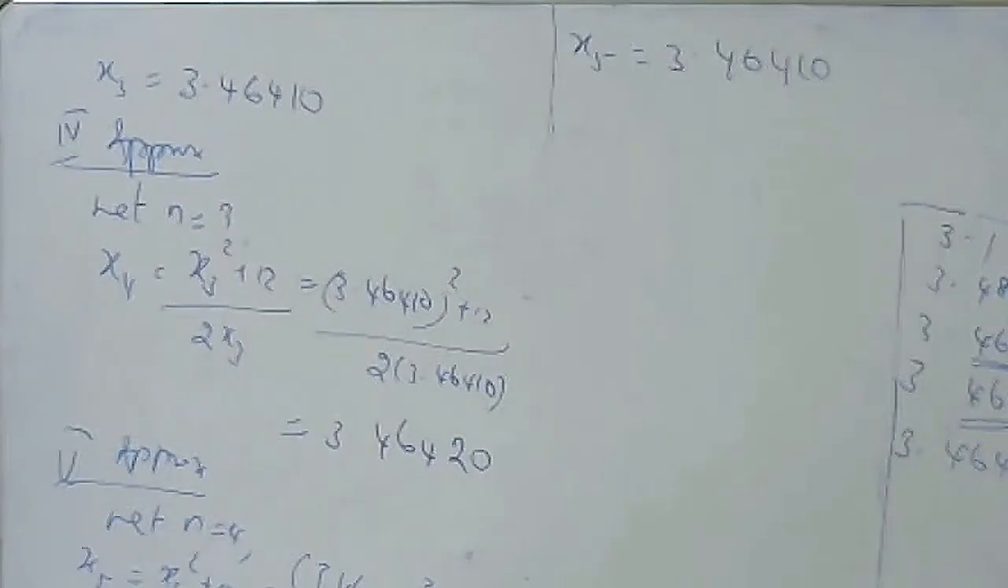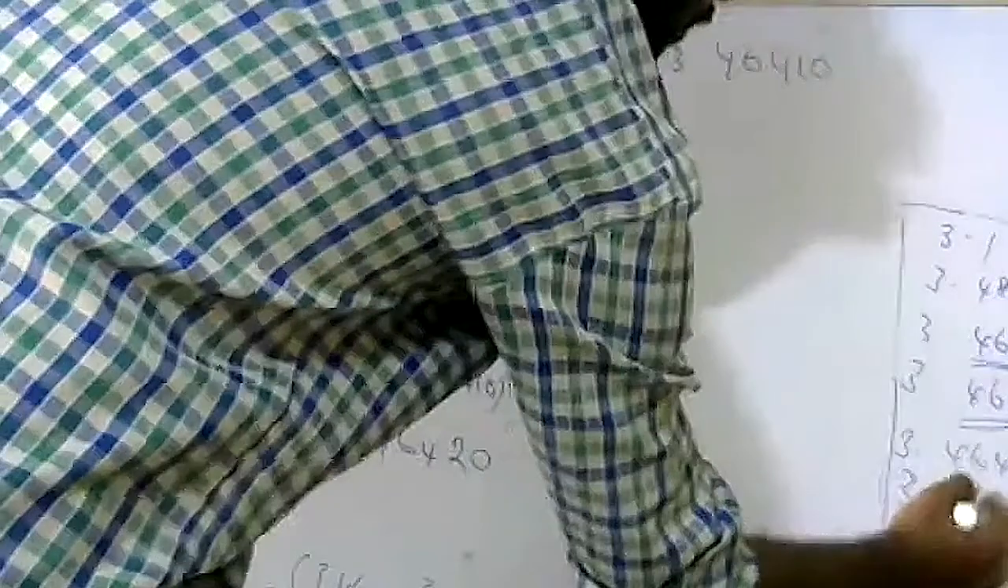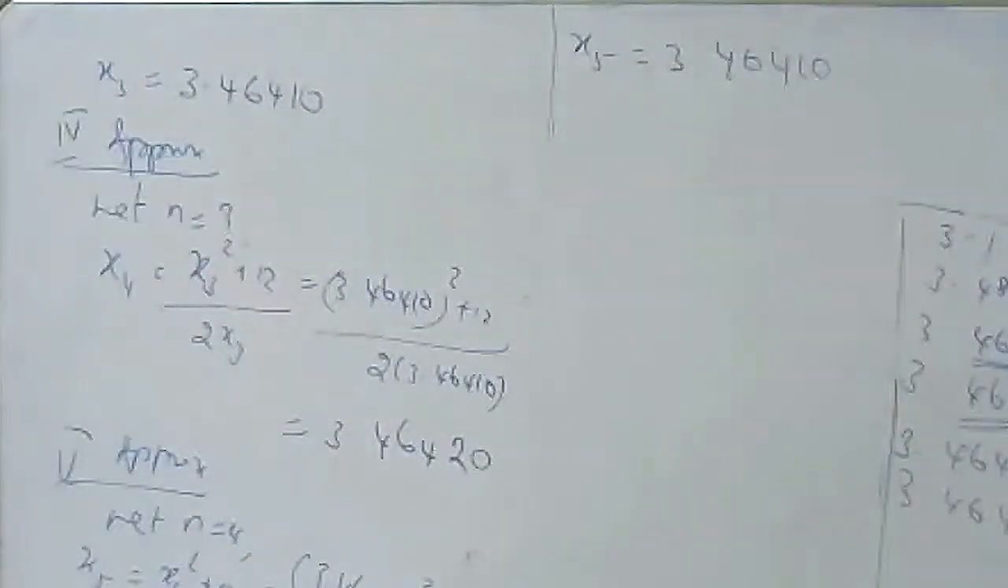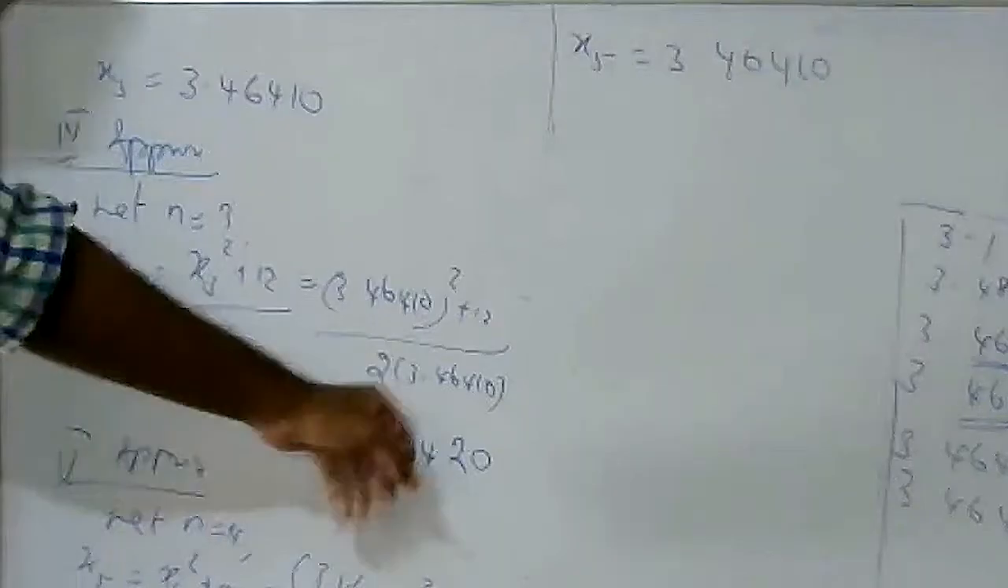3.46410. ஐயா, அந்த மாதிரி போயிட்டே இருக்கு. Okay, அப்ப நம்ம இதோட ஸ்டாப் பண்ணலாம். மறுபடியும் எடுத்தா மறுபடியும் 420 தான் வரும். So the answer is 3.464. Yes, எனக்கு x4 3.46410 தான் சார் கிடைச்சிச்சு. அப்ப yes, that's the answer.